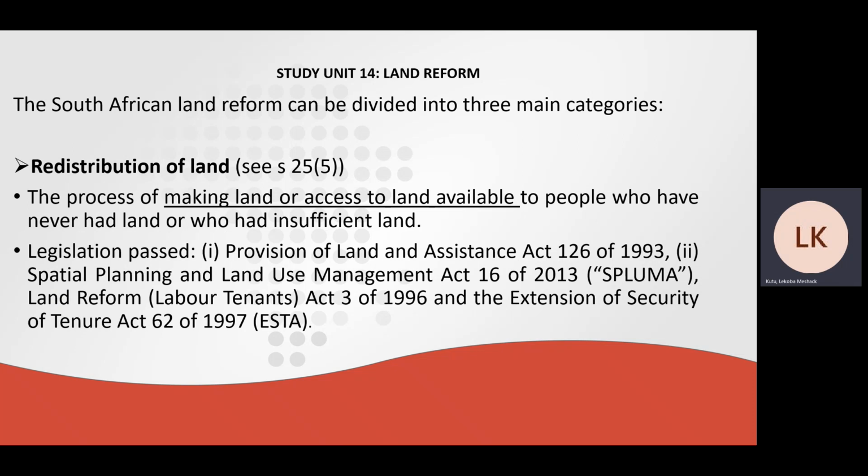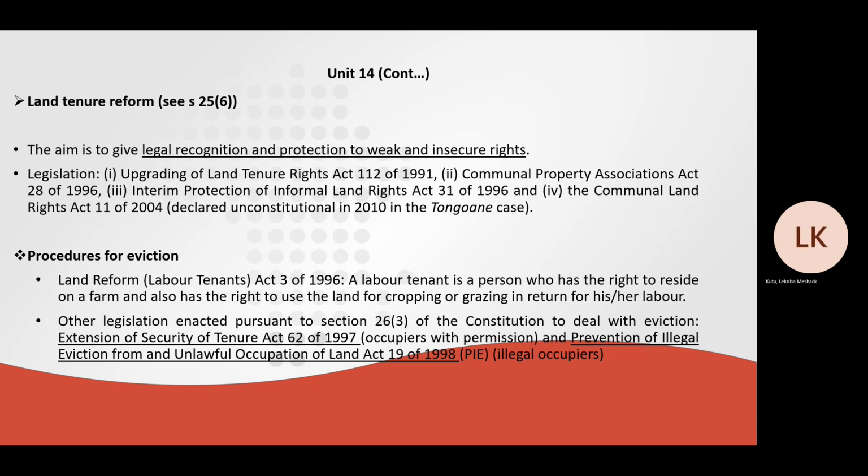So with regard to redistribution of land, there are several pieces of legislation that have been passed to make sure that people have access to land. Just to give you an example, we have the Provision of Land and Assistance Act, then we have the Spatial Planning and Land Use Management Act, that is called SPLUMA, and then we have the Land Reform (Labour Tenants) Act, as well as the Extension of Security of Tenure Act of 1997.